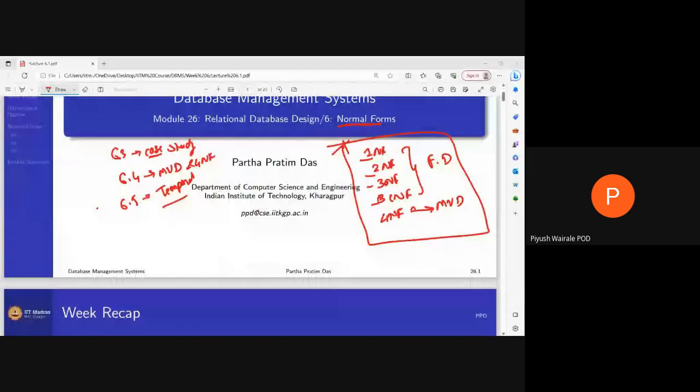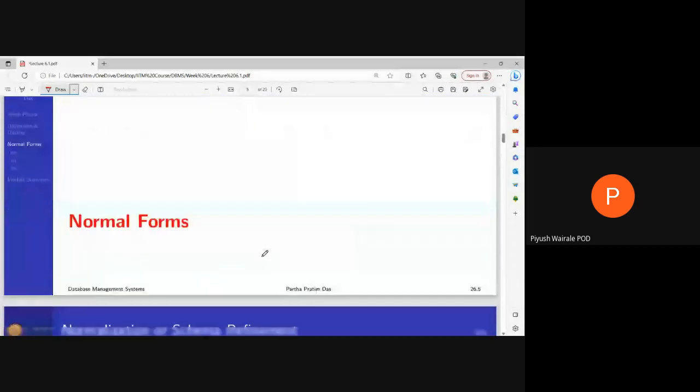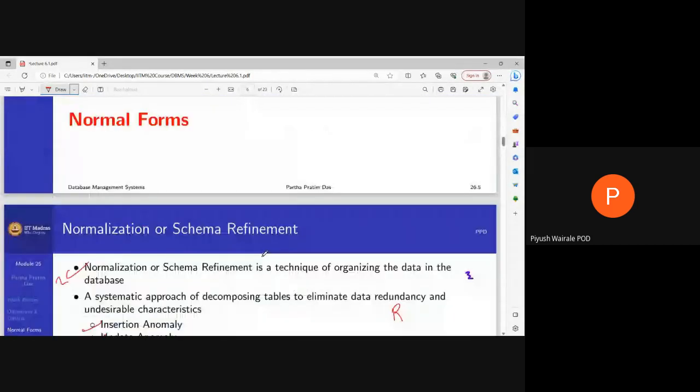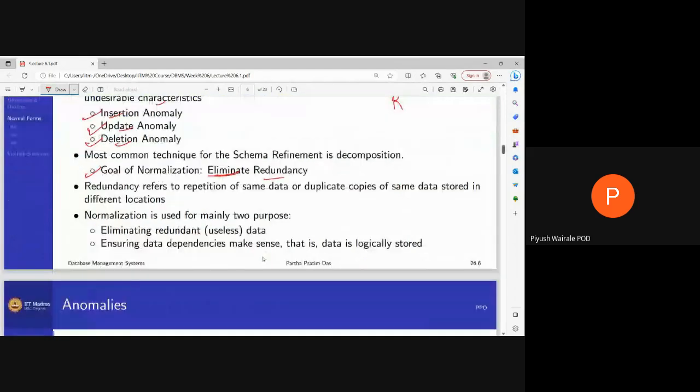So we'll discuss different normal forms. About normalization, it is just a technique to organize the data in a database. The main purpose of normalization is to reduce the data redundancy, the duplicacy of data, because it will lead to undesired characteristics like insertion anomaly, update anomaly, deletion anomaly. So the goal of normalization is to just eliminate the redundant data.